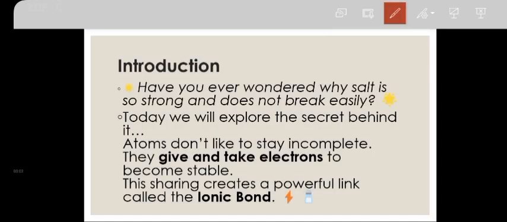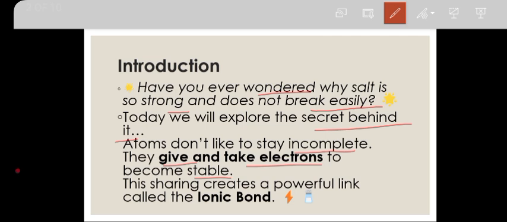So, dear students, have you ever wondered why salt is so strong and does not break easily? Today, we will explore the secret behind it. Atoms don't like to stay incomplete. They like to get stability. Okay? They give and take electrons to become stable.